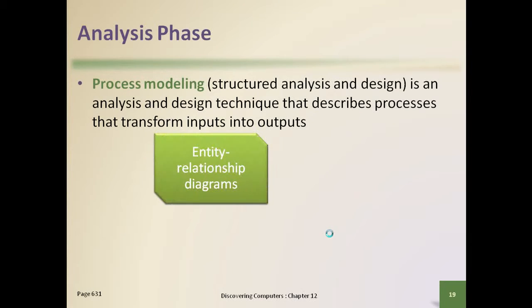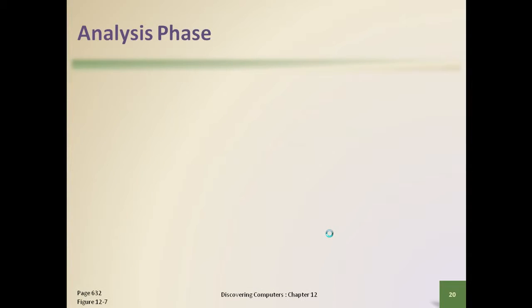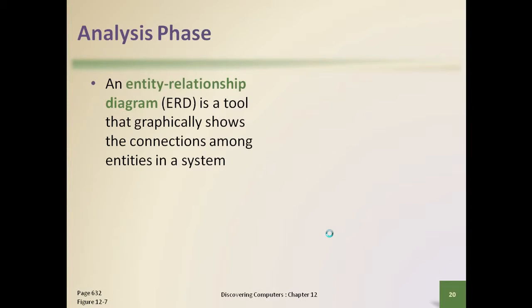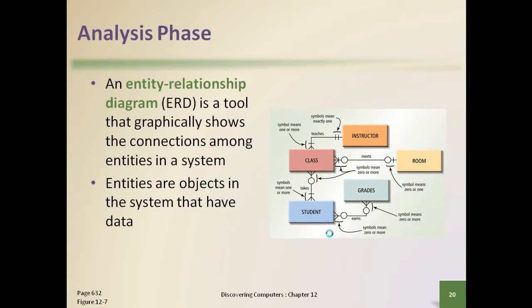Process modeling, structured analysis and design, is an analysis and design technique that describes processes that transform input into output: entity relationship diagram, data flow diagram, project dictionary. An entity relationship diagram, or ERD, is a tool that graphically shows the connections among entities in a system. Entities are objects in the system that have data.